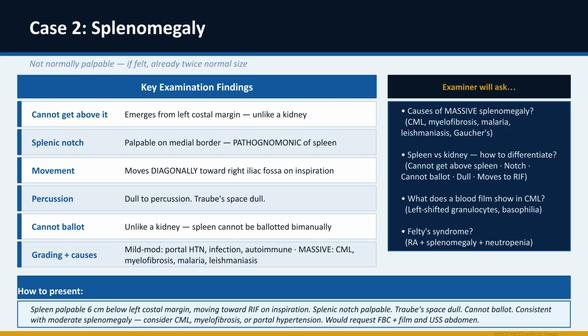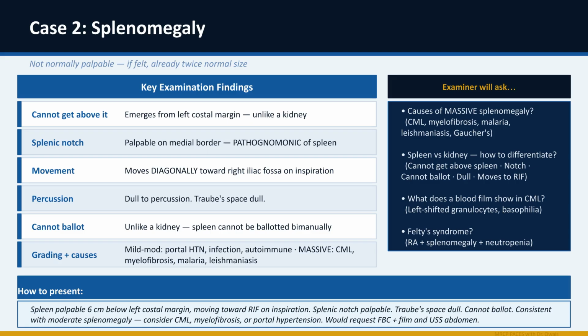The key features of the spleen on examination: you cannot get above it. It emerges from under the left costal margin. It moves diagonally toward the right iliac fossa on inspiration. It has a notch on the medial border. Feel for this. It is pathognomonic of spleen. It is dull to percussion, unlike a kidney. You cannot ballot it, unlike a kidney. Grading: splenomegaly.